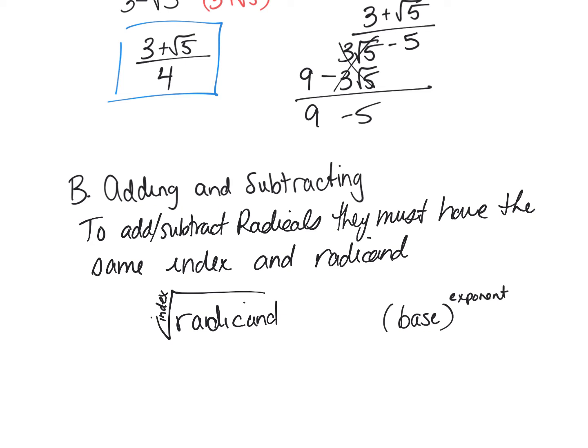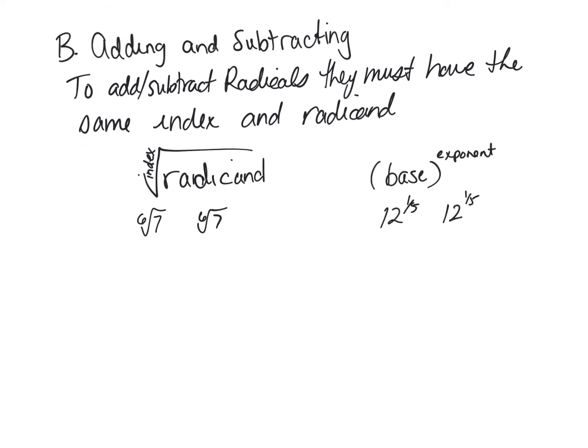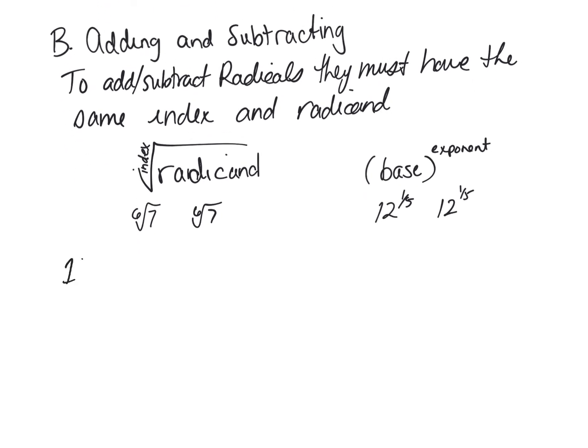Okay. So, for example, 6 square root 7 and 6 square root 7. 12 to the 1/5 power and 12 to the 1/5 power. You can add those up. There'd be 2. Example 1. Six square root 7 plus 9 6 square root 7.